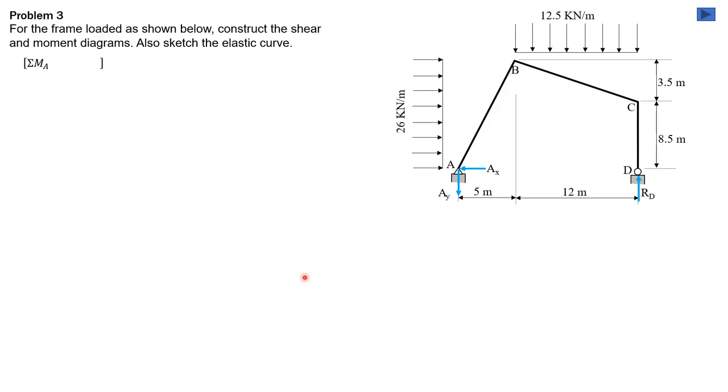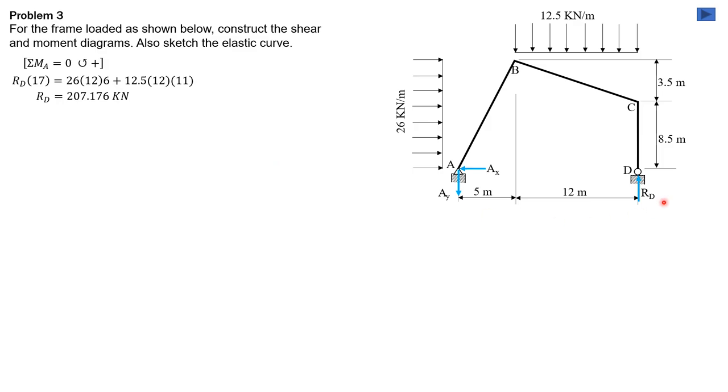Summation moment about A equals 0, counterclockwise positive. So RD times 17 equals 26 times 12, since 8.5 plus 3.5 is 12. The moment arm is half of 12, so 6. Then plus 12.5 times 12. Moment arm is 6 plus 5, 11. So R sub D is 207.176 kilonewtons upward.